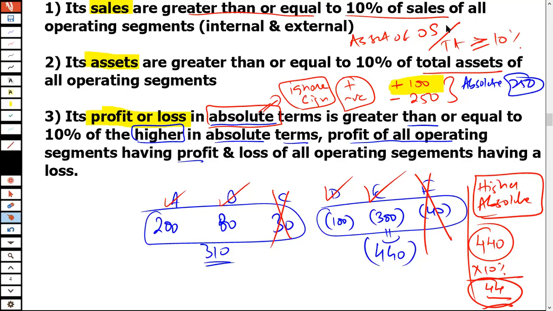It's not about 30/310. Now see, you need to try and understand this. The rule was that you have to identify the profit of all profit-making segments and calculate the loss of all loss-making segments. We summed up the profit of all profit-making segments and the loss of all loss-making segments. Once we sum them up, it says in absolute terms, which means you have to ignore the sign. So 440 becomes the higher amount. The 10% of 440 is 44. So if any segment has a profit or a loss which is equal to or greater than 44, it becomes a reportable segment.